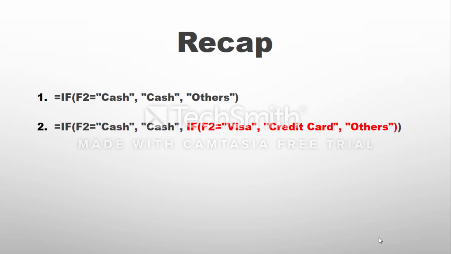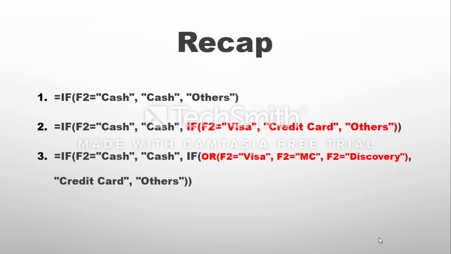To recap, we first used the IF function to show payment types as either cash or others. Then we used a nested IF function to show Visa as credit card. Finally, we updated the formula using the OR function to categorize Visa, MasterCard, and Discovery, all three of them, as credit card. This exercise is a good example of how we would use IF, nested IF, and OR functions. And I use these functions very often in my job and find them very useful.